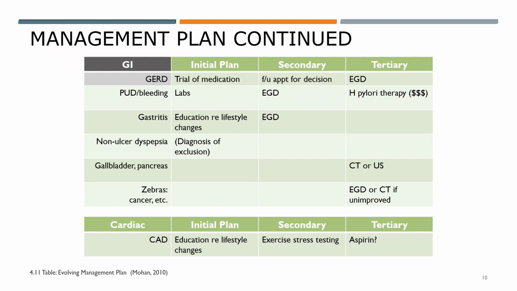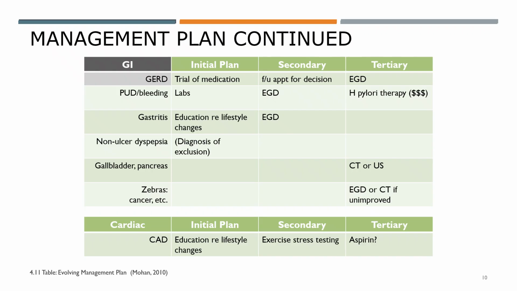Now let's talk about cardiac. Looking at CAD, for example, coronary artery disease. So initial therapy being something like lifestyle changes and education, secondary evolving to exercise stress testing, and tertiary considering aspirin or other advanced interventions. The key here is that management is dynamic. It starts conservatively, escalates based on results, and always weighs risks, costs, and patient preferences.